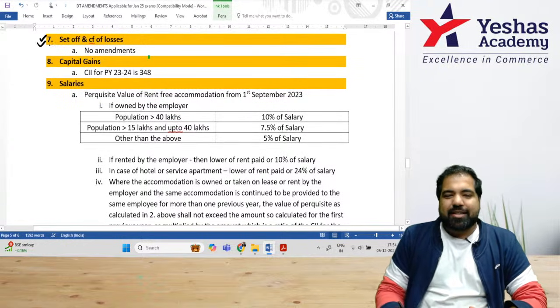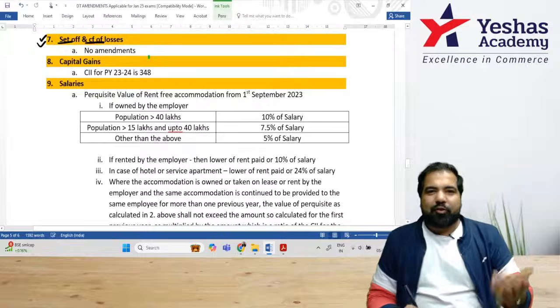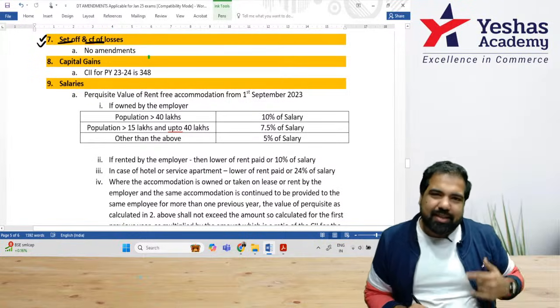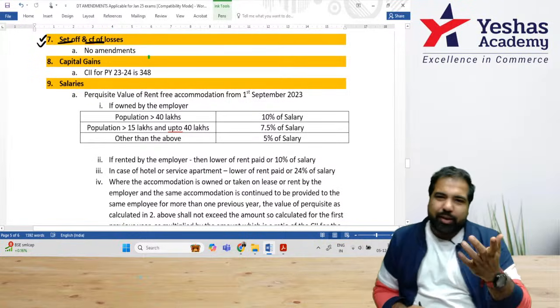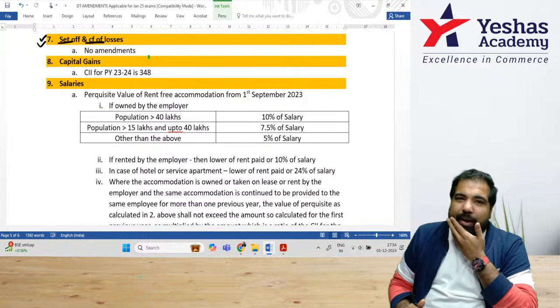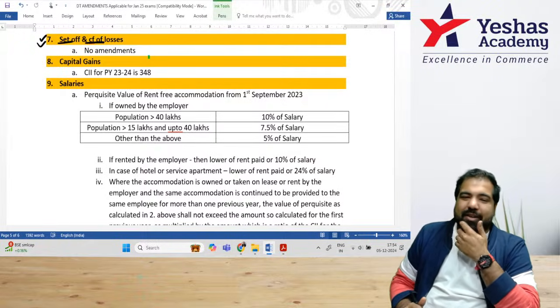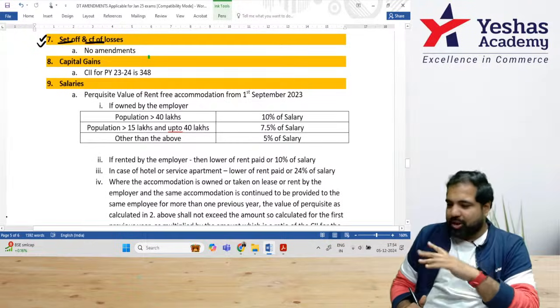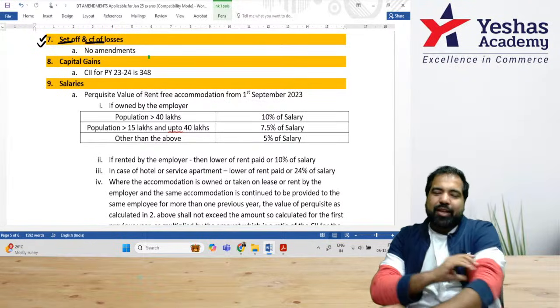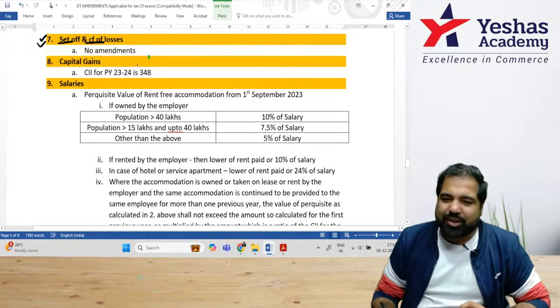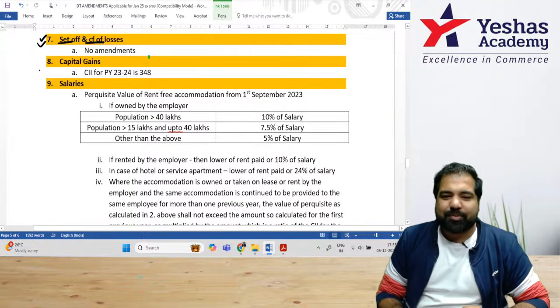Chapter number 7, set off and carry forward. If you have a loss, can you set it off? Yes. If you can't set it off, can you carry it forward? Yes. We had an example of a blood bank, friendly, semi-friendly, etc. All of that, guys, no change, absolutely. Life is good when there are no changes here. So this one is really nice because no change.